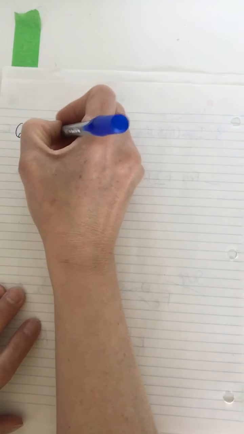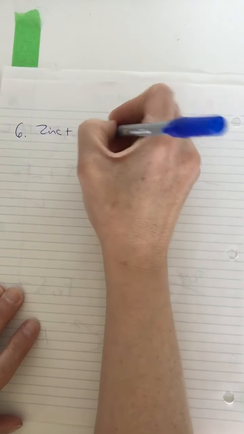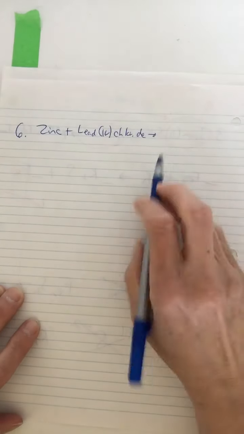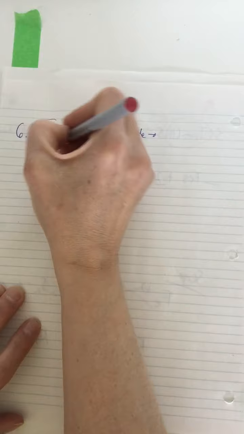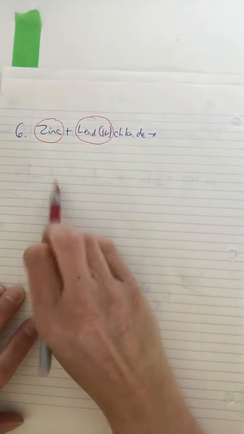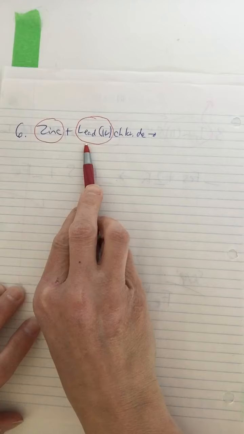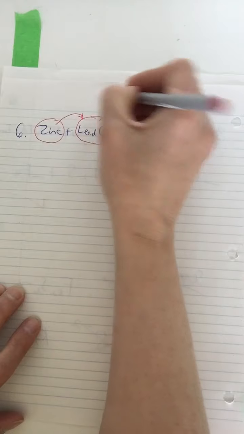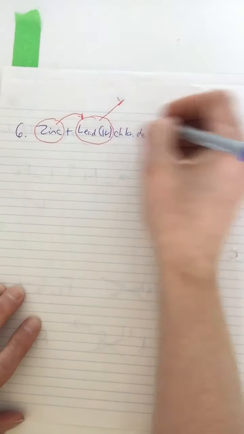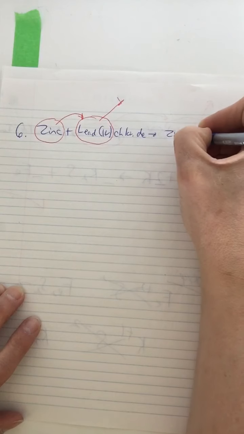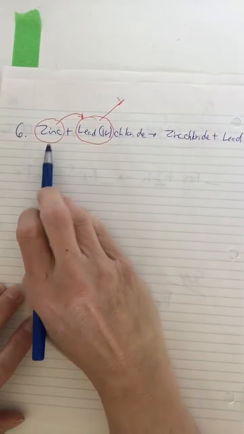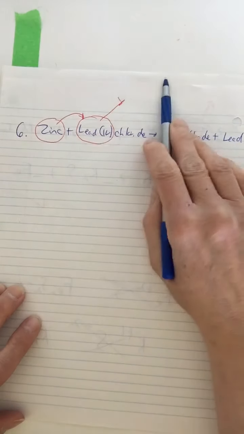Let's do number 6. It says here zinc plus lead 4 chloride. What are we going to get? Well, we see the 2 metals. Zinc is a metal. Lead 4 is a metal. Is zinc a better dancer than lead? When you look at the activity series, yes, it is. Zinc is going to bump out lead. So I know on this side, I'm going to get zinc chloride plus lead, because zinc moved in on chloride and lead got the boot.